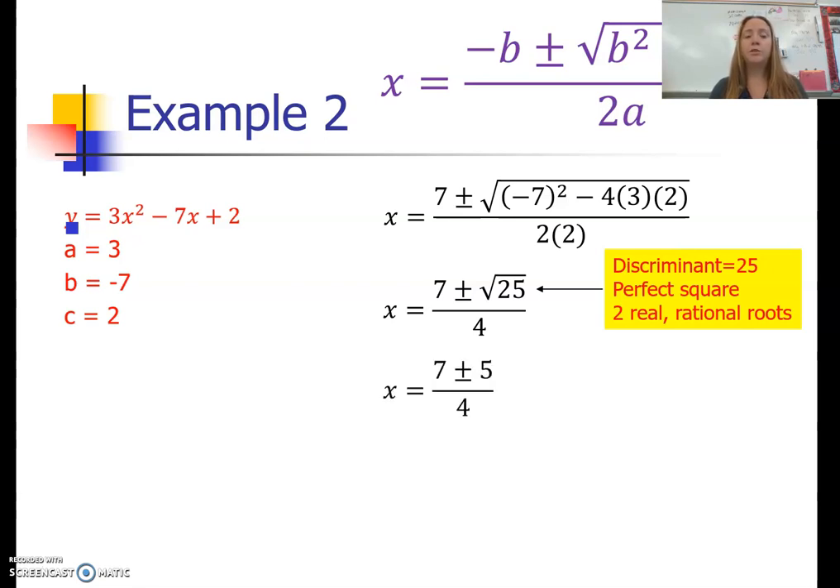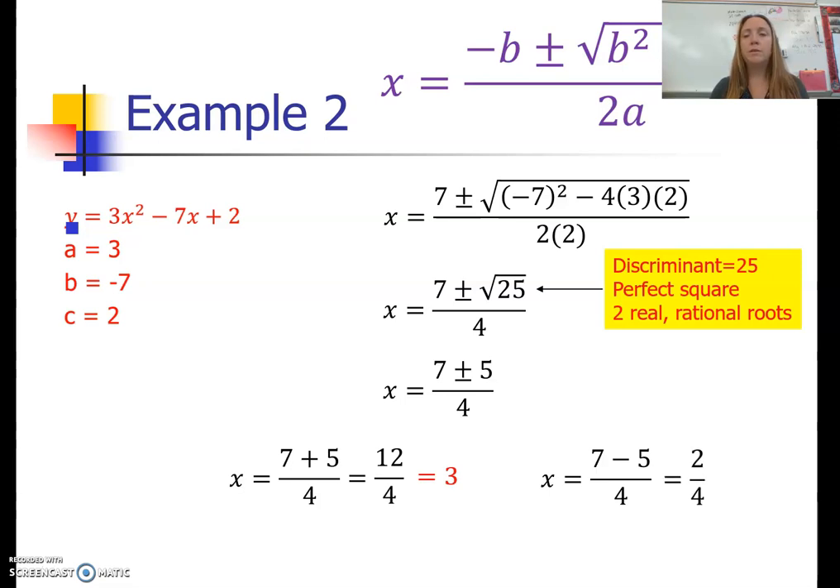Now when we go to get our actual solutions, we have to separate one with a plus and one with the minus. We can't do them at the same time. So 7 plus 5 is 12, divided by 4 is 3. 7 minus 5 is 2, divided by 4. We have a fraction, which is fine, and we get 1/2. So the solution to this, even if we were to factor, would give us 3 or positive 1/2.